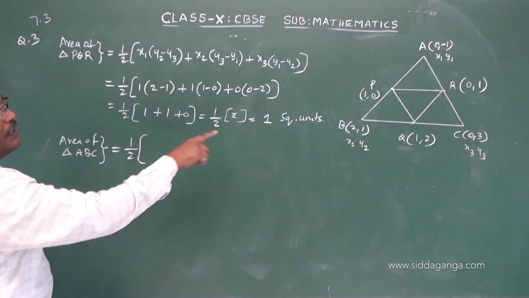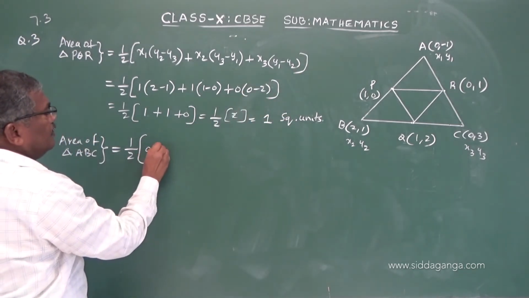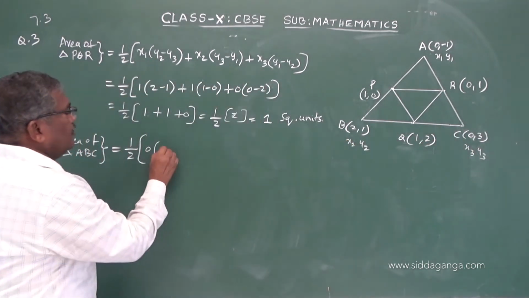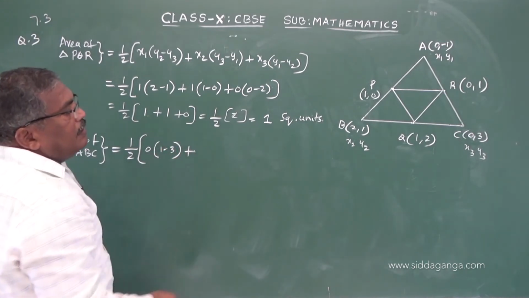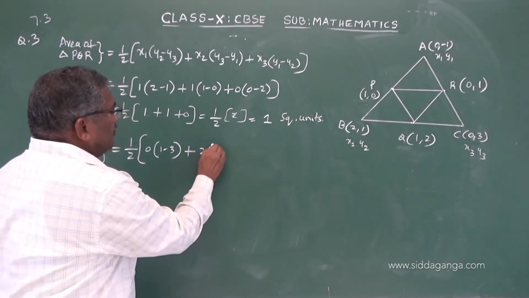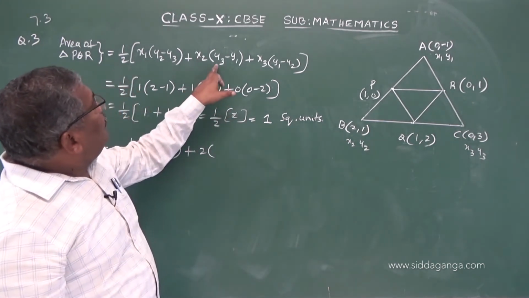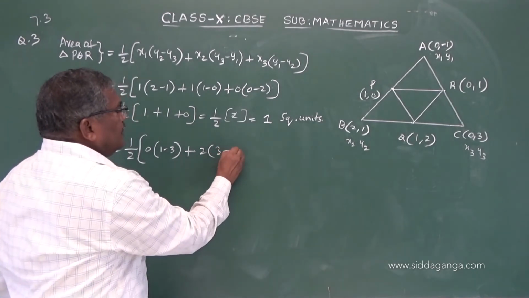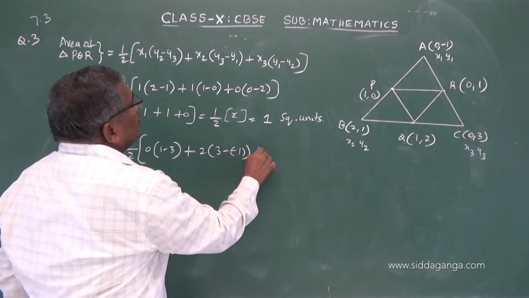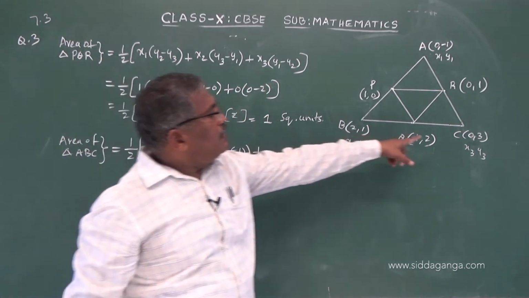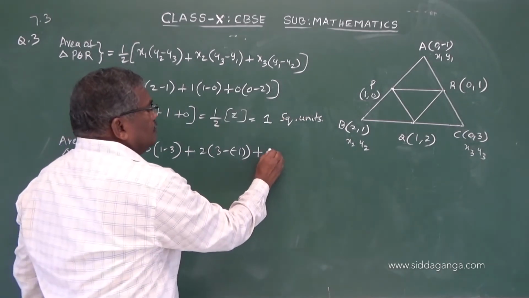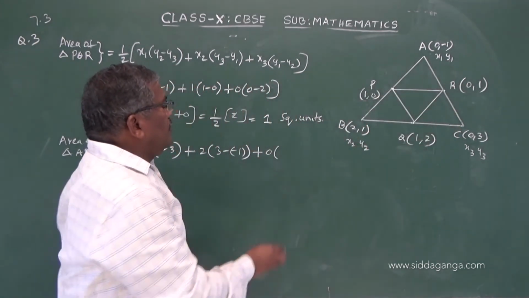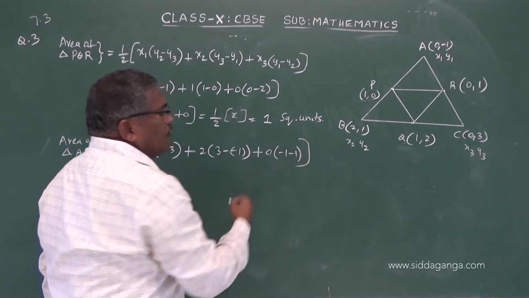So therefore x1 is 0, 0 into (y2 minus y3), 1 minus 3, plus x2 into, x2 is 2, x2 into (y3 minus y1), so 3 minus of minus 1, close the bracket, plus x3. x3 in this case you can see is 0, x3 is 0, into (y1 minus y2), y1 is minus 1, minus of minus 1, close the bracket.